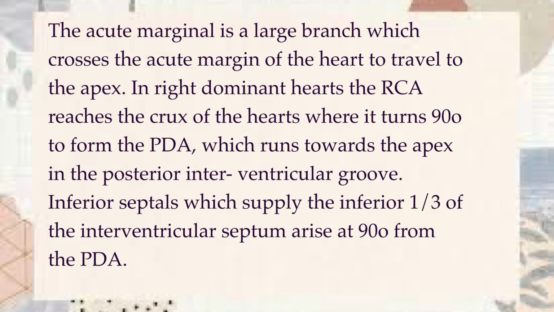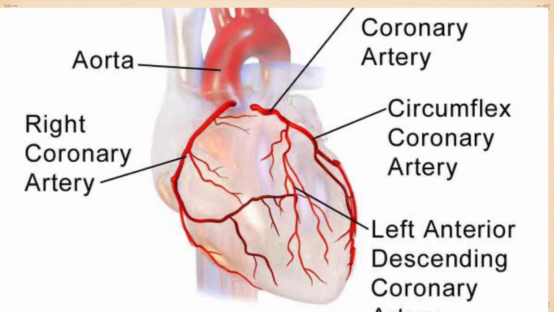The acute marginal is a large branch which crosses the acute margin of the heart to travel toward the apex and right atrium. In a dominant heart, the RCA reaches the crux of the heart where it turns 90 degrees to form the PDA, which runs toward the apex in the posterior interventricular groove. Inferior septals, which supply one third of the interventricular septum, arise at 90 degrees from the PDA. Coronary arteries, as shown in this figure: right coronary artery, circumflex coronary artery, left anterior descending artery.